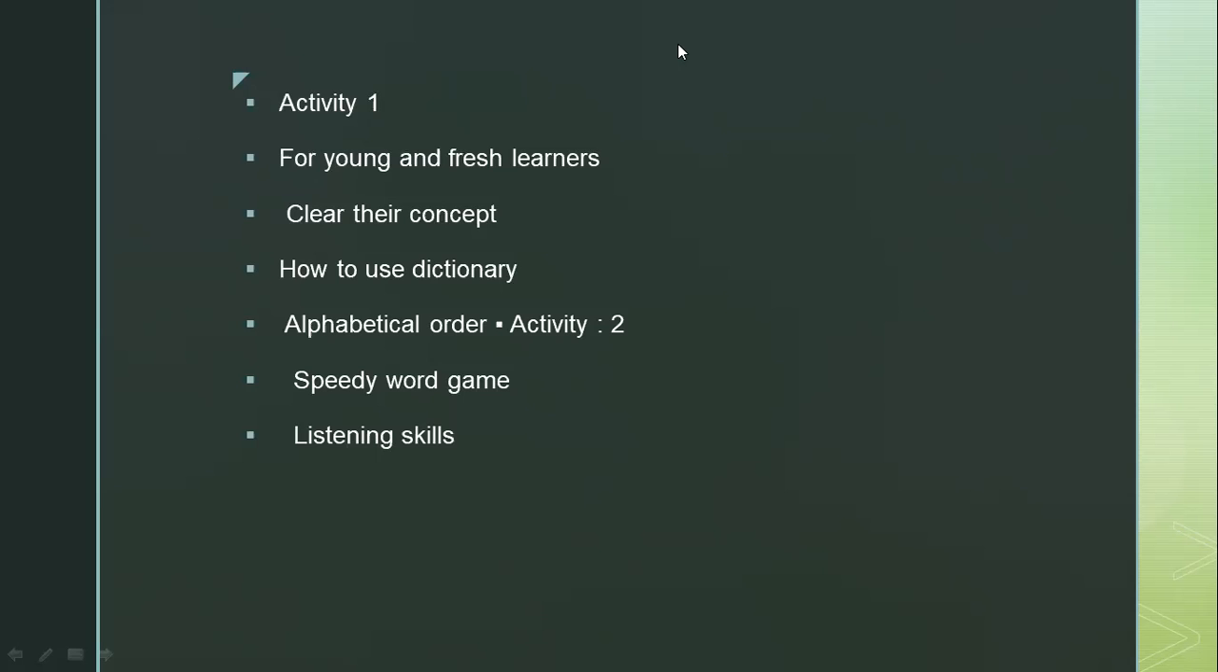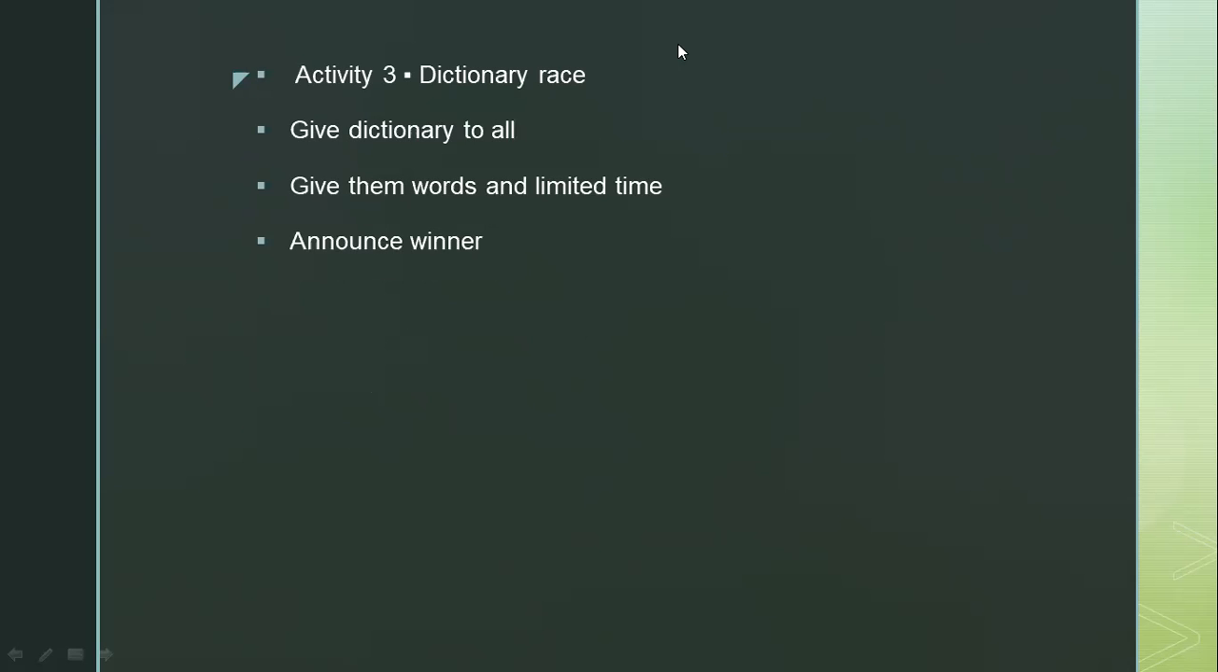Activity number one, for young and fresh learners, clear their concepts: how to use a dictionary, alphabetical order. Activity number two: speedy word game, listening skills. So next, activity number three, dictionary race. Give dictionary to all, give them words and limited time, announce winner.